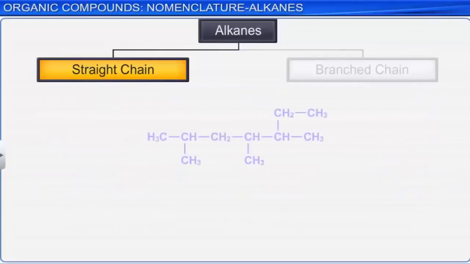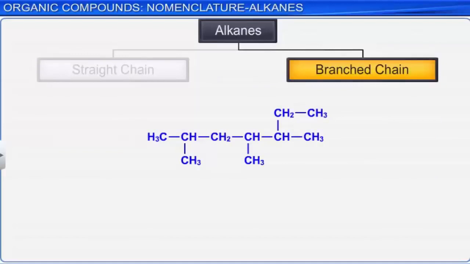Let's look at the trivial and IUPAC names of the branched chain alkanes. Small chains of carbon atoms attached at 1 or more carbon atoms of the parent chain is said to be a branched chain. These small chains of carbon atoms are called alkyl groups.